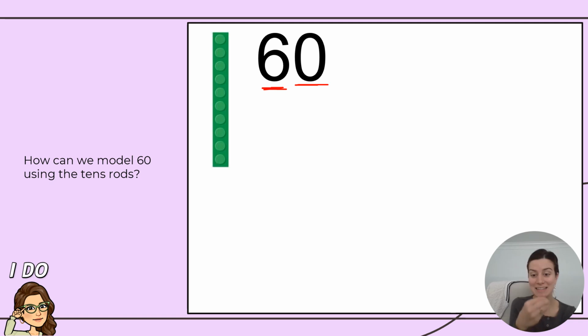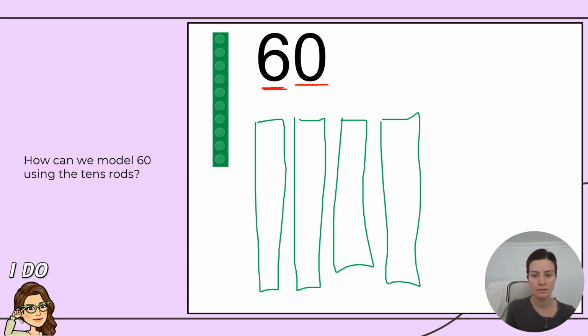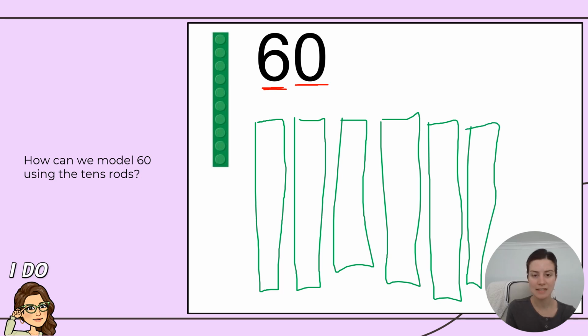I have a 6 in the tens place, which means I need to draw 6 ten rods. 1, 2, 3, 4, 5, 6. 6 tens rods I am using here to show my 6 tens for the tens place. So this is how I would model the number 60 by showing my 6 ten rods and 0 ones.